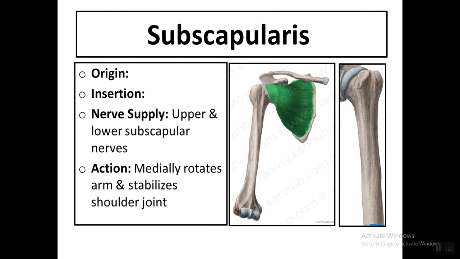Another muscle is called subscapularis. Subscapularis takes origin from the subscapular fossa of the scapula. This is the origin, and it is inserted into the lesser tubercle of the humerus. The nerve supply is the upper and lower subscapular nerves, and the action is to medially rotate the arm and, at the same time, stabilize the shoulder joint.